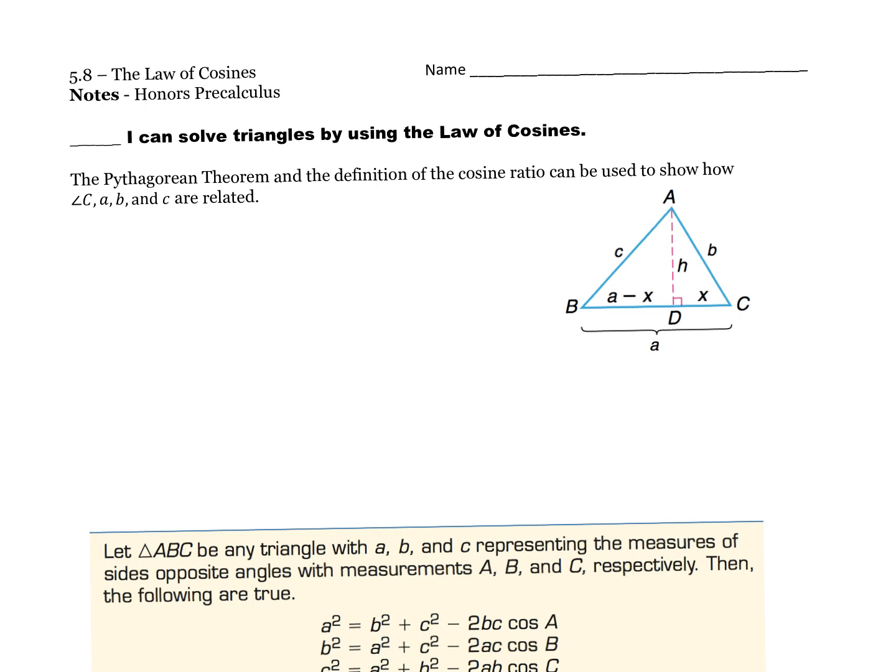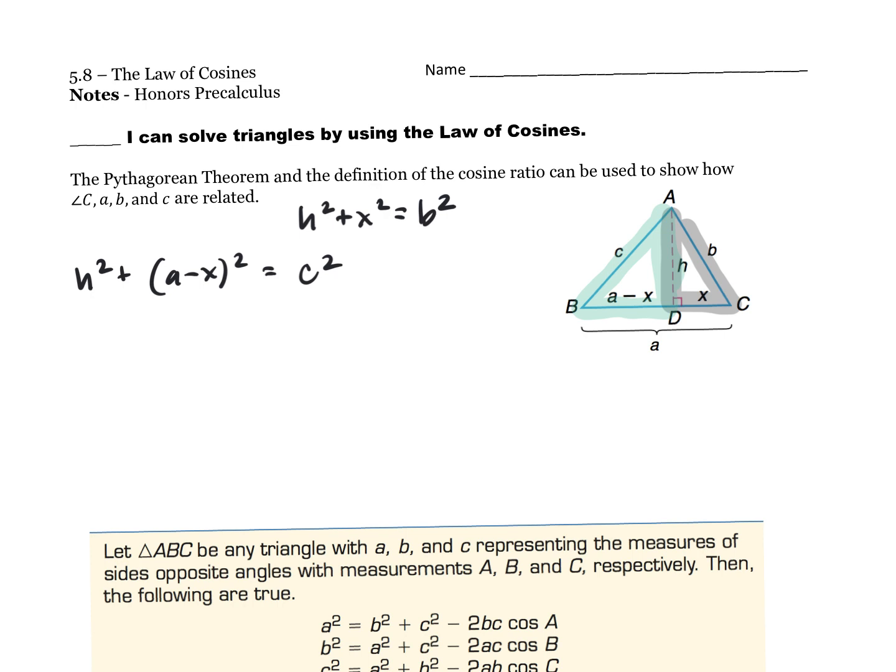If I were to ask you to do a Pythagorean theorem on this one, what would the setup of that be? What squared plus what squared equals what squared? A squared plus x squared equals, in this case, b squared. Okay. Then what if I wanted you to do the Pythagorean theorem on this green one? Nice. H squared plus an a minus x squared equals c squared.